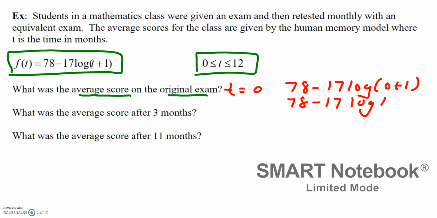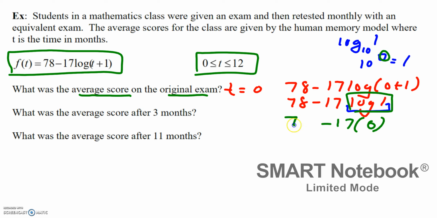Now, let's again use order of operations, do the multiplication first. Let's first figure out what log of 1 is. So let's think that through. Log of 1 really means 10 to the what is 1? Well, any base to the 0th power is 1. So this is completely replaced with 0. So we really have 78 minus 0. The average score on the original exam was a 78%. Not a bad class average. A C+ is usually a decent exam.